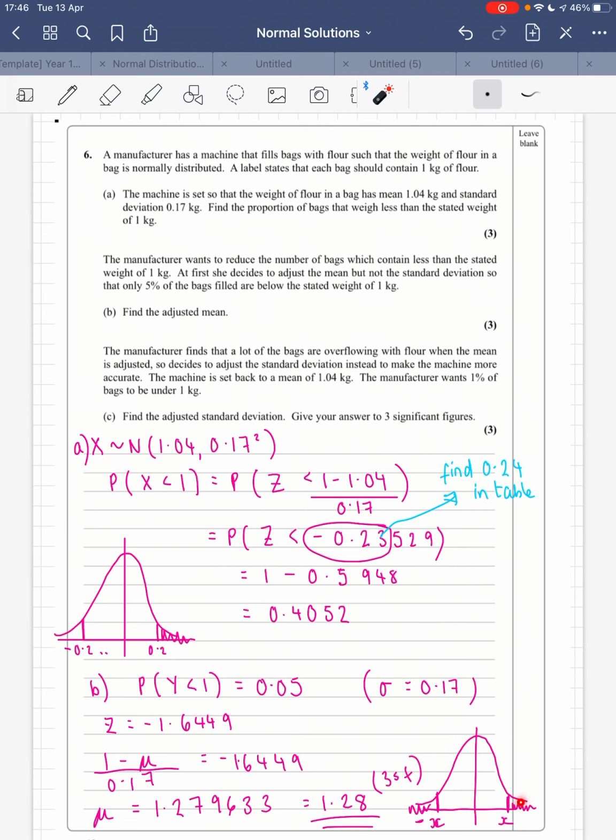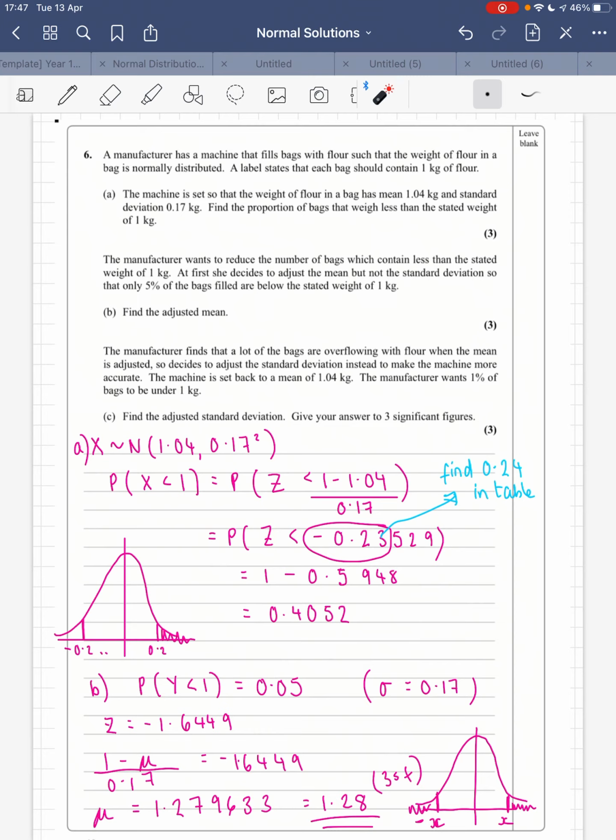This here was just to demonstrate why I take the negative value of Z here. The percentage point table will give me this x value, which has the same probability as this negative x value due to the symmetry of the distribution. I hope that makes sense.